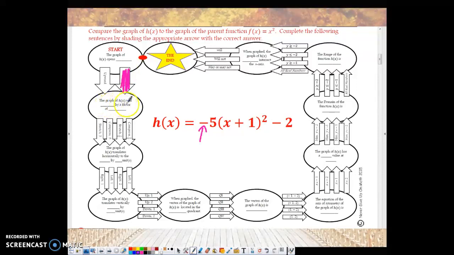The next part says the graph of h of x will blank by a factor of blank. So this 5 tells me that it's going to stretch, and it is 5, so it's stretching by a factor of 5. Next, the graph of h of x is translated horizontally blank by blank units. So is it moving to the right or left? Well, this tells me that. Okay, remember x's are liars. It's in the room with the x, so it's not going to go to the right one. Instead, it goes to the left one.